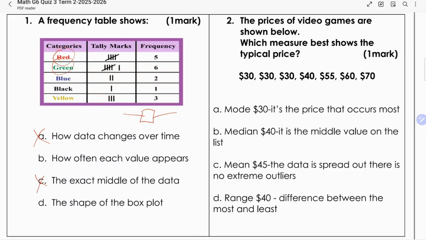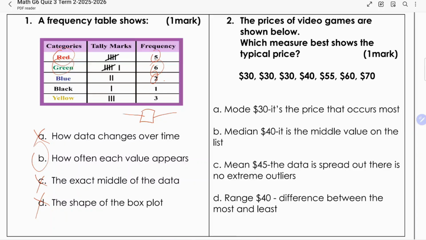Yep, no indication of any cat here. So let's cross that off. And it can only be B, which is how often each value appears. How many reds do we have? How often does it appear? 5 times. Green, how often does it appear? 6 times. Blue, 2 times, and so on.